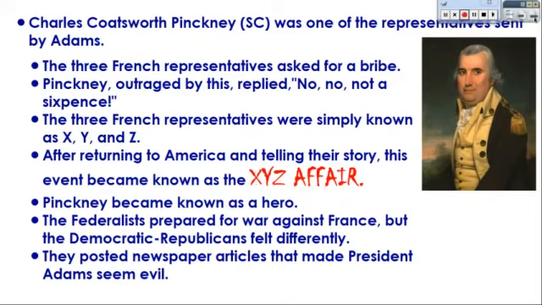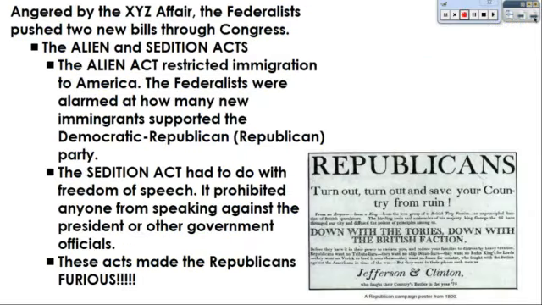So the Federalists were prepared for war against France, but the Democratic Republicans felt extremely different about it. They would post newspaper articles that made President Adams seem like a very evil and maniacal person. So this is going to upset Adams quite a bit. And the effect of that, so remember, cause and effect, cause, XYZ affair, effect, Democratic Republicans are going to start writing nasty things about the president, and then another effect of that is the Alien and Sedition Acts.